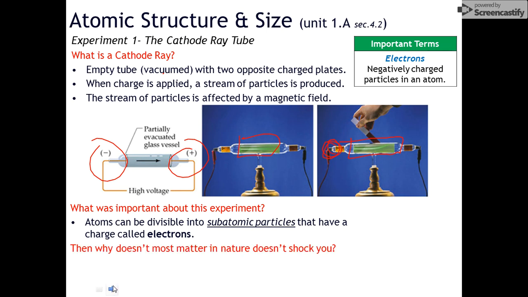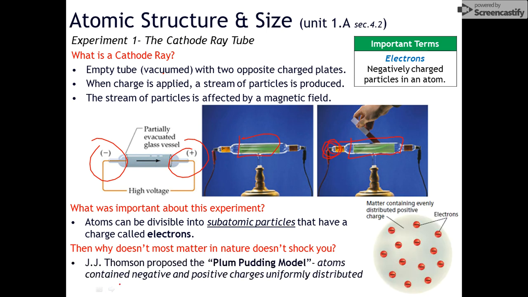Well, before we go on to talk about that, let's think about this idea. If that matter contains charges, why doesn't the matter shock you when you touch it? Well, Thomson proposed this plum pudding model. If you don't know anything about plum pudding, think of a blueberry muffin, in which the body of the muffin is a positive area, and the blueberries are the negative electrons randomly placed throughout that muffin. You don't get shocked because the positive and the negative cancel each other out.